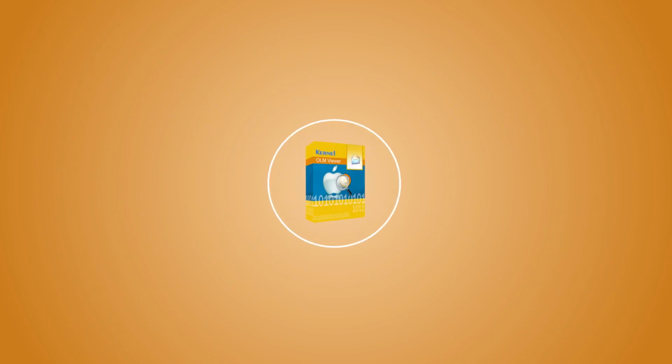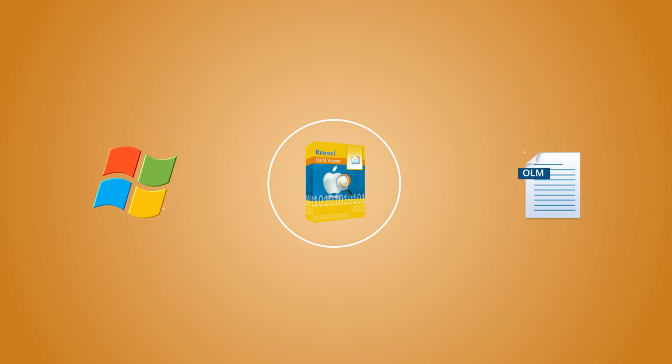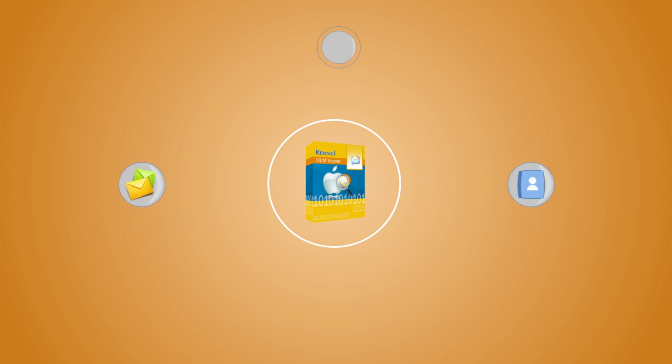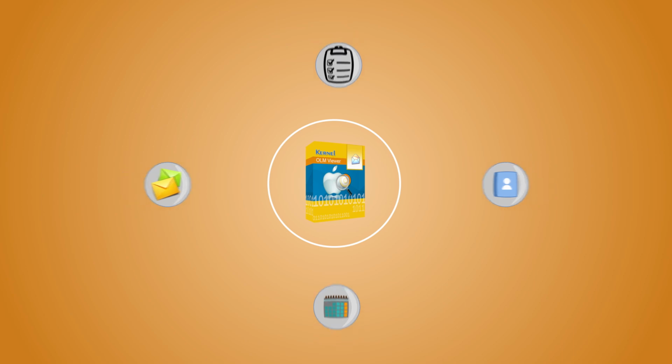Kernel OLM Viewer tool helps you to open OLM files in a Windows environment without using MS Outlook application. You can open multiple OLM files, and the Viewer application will showcase entire mailboxes, including emails, contacts, notes, calendars, and even deleted files. Additionally, you can access corrupted or damaged files on your system.